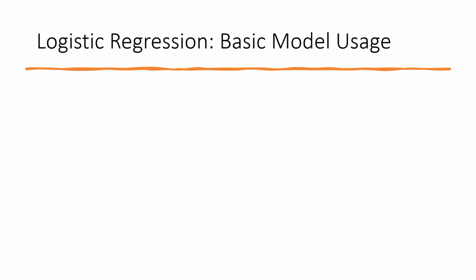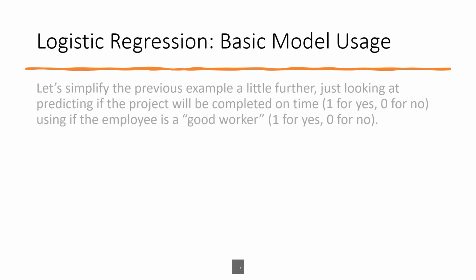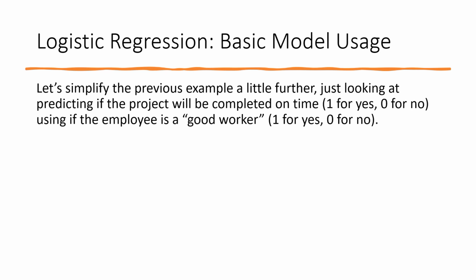All right, so we're going to get to parameter magnitude interpretation, but first, let's talk about the very basics of how we use the model. To do that, I really want to take a step back on the complexity of the model and just look at one variable. We're going to remove collegiality for a moment and just look at good worker, yes or no, and completed on time, yes or no.